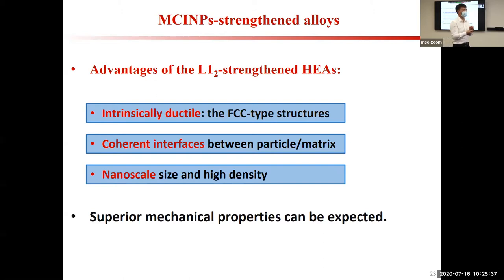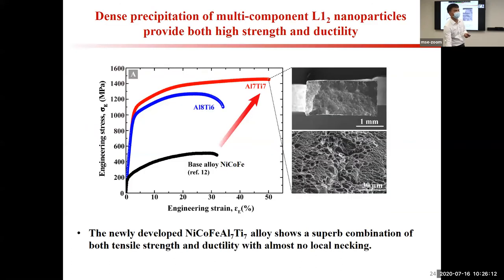The second one is the coherent interfaces between the nanoparticles and the matrix. It will help to reduce the stress concentration at the phase boundary, and it will help to maintain or increase the ductility of the material. The third one is the nanoscale size and high density of the nanoparticles, which is the key point causing the pronounced increase of the yield strength of this material. So by this design, we achieved very superior mechanical properties of the newly developed material.